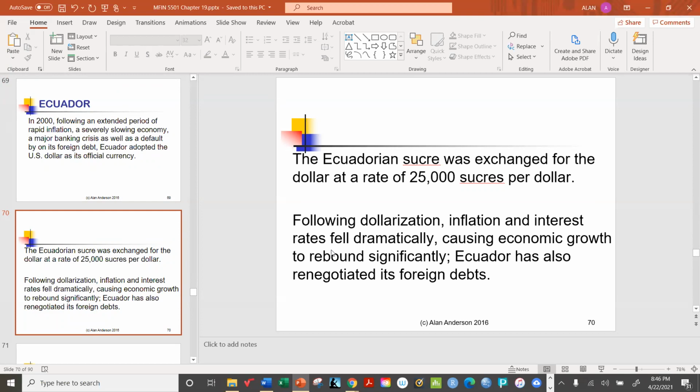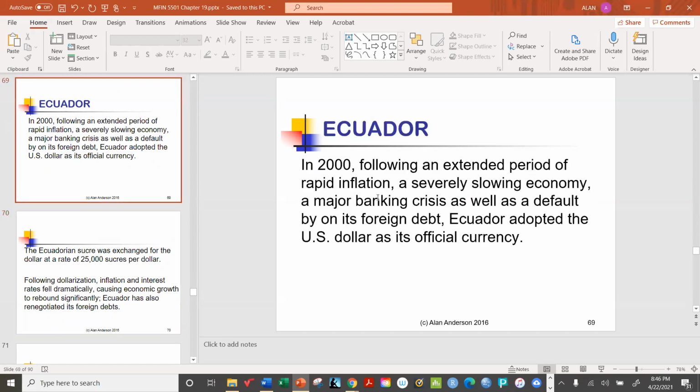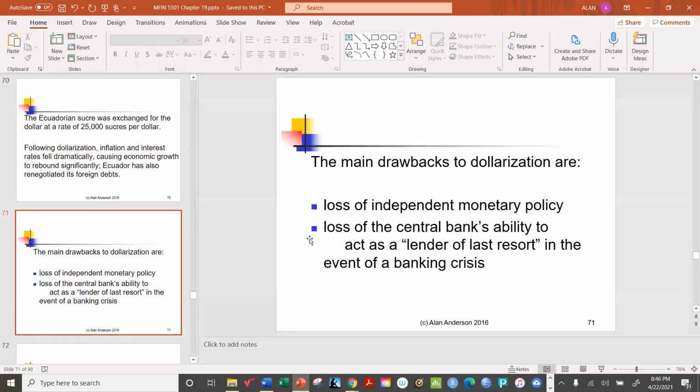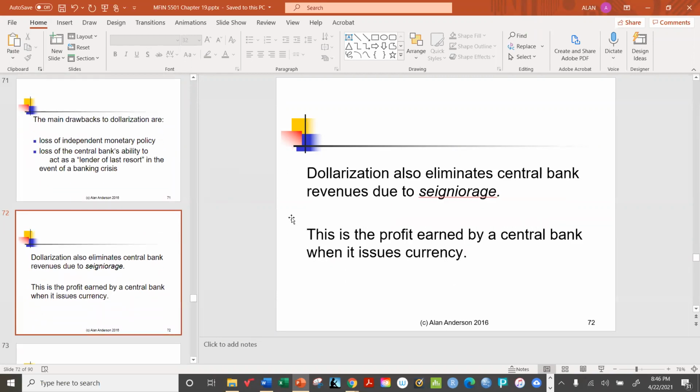Now, as we saw in the video, though, the president of Ecuador, unfortunately, was deposed after this happened, which is too bad because he was really responsible for all of this. But that's all right. He has a cushy teaching job at Harvard, so I guess everything turned out okay for him. And of course, the main drawbacks to dollarization are, once again, the loss of independent monetary policy. They also lose the ability to act as a lender of last resort because they don't control the money supply.